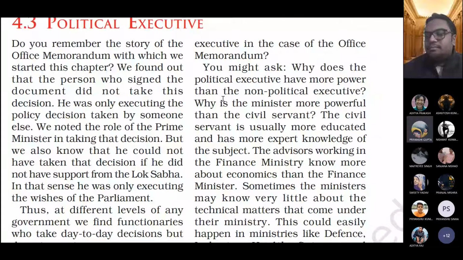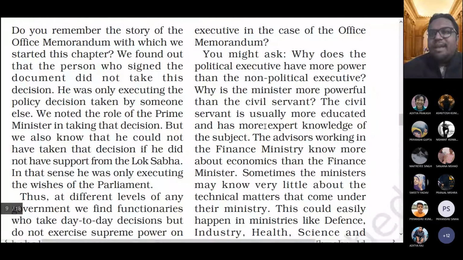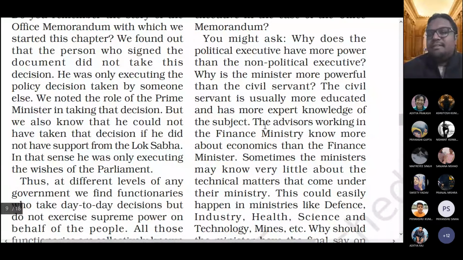And he was from the Department of Personnel and Training. Okay, he was from the Department of Personnel and Grievances. So he was also at a high post. So he was also a civil servant. Remember that. So you might ask, why does the political executive have more power than the non-political executive?